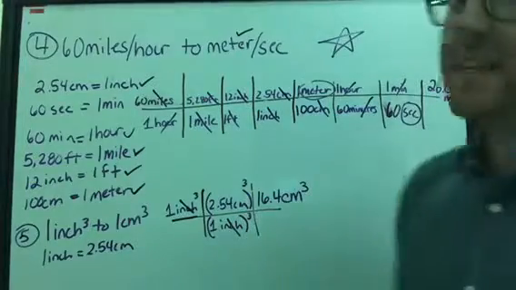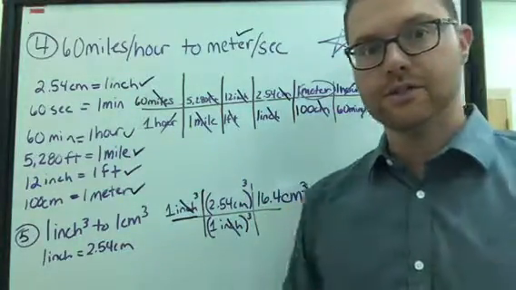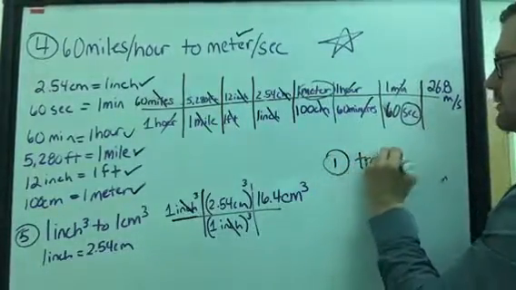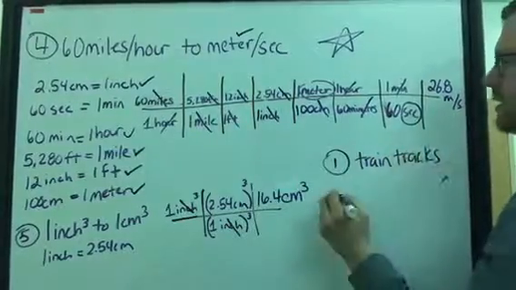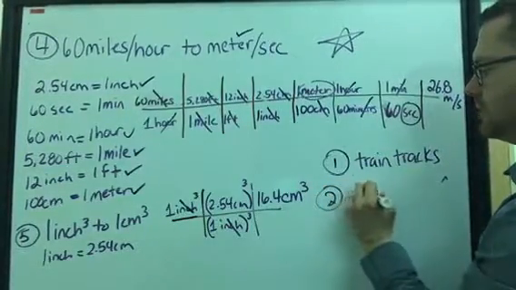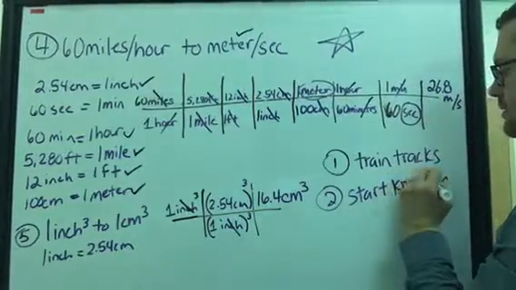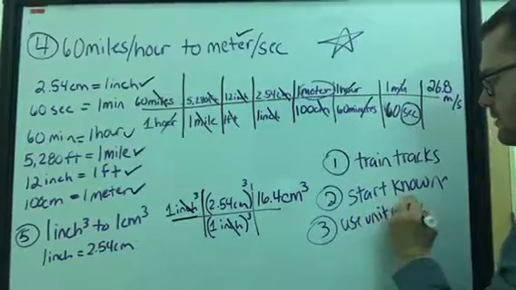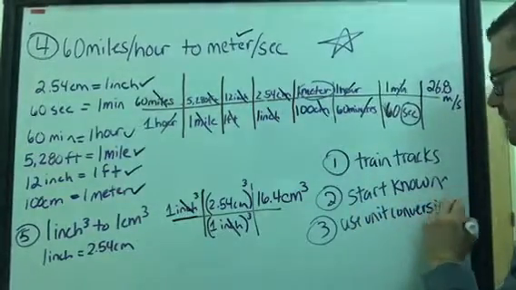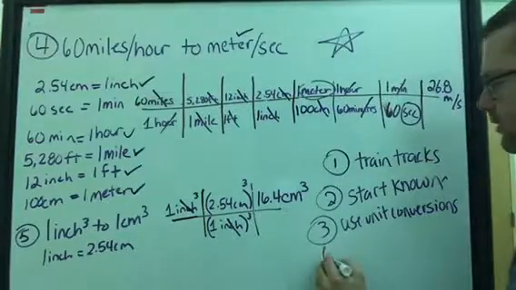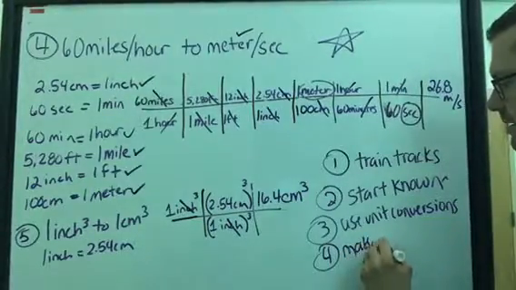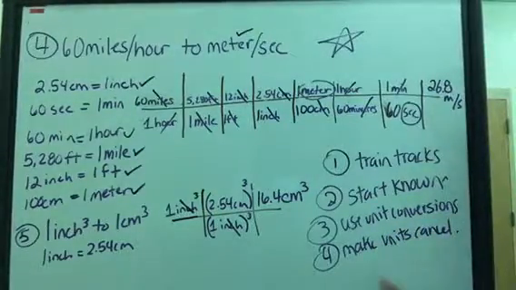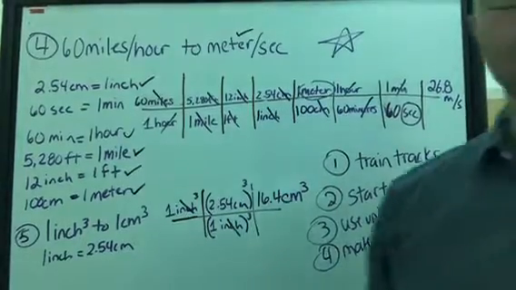All right, so some key things to remember for unit conversions. Number 1, set up your train tracks. They help you stay organized. Number 2, start with your known. Number 3, you're going to use the unit conversions. Number 4, you're going to make units cancel. Pretty easy. So this is how you do your unit conversions.